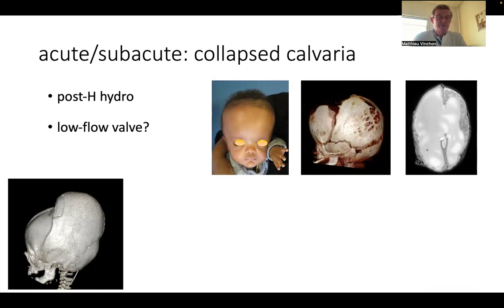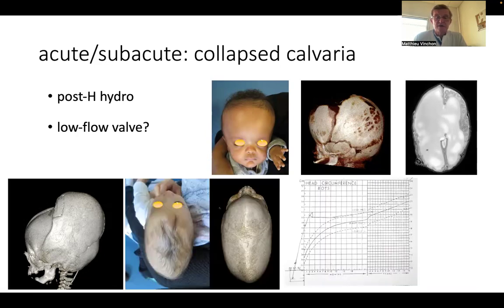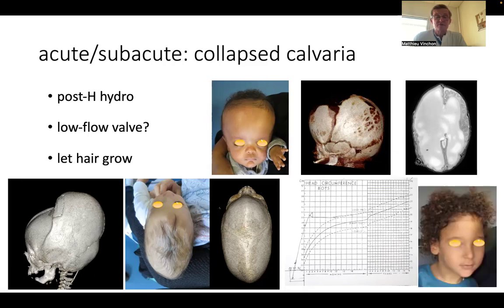This is very problematic. We don't have many solutions for that, but hopefully it was not a subdural, which would have been more complicated to treat and require reoperation. And finally, he grew not so badly with a very deformed calvaria, very brachycephalic. But finally, he found himself the solution by letting the hair grow.